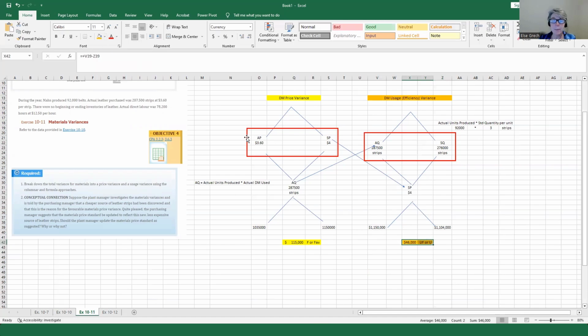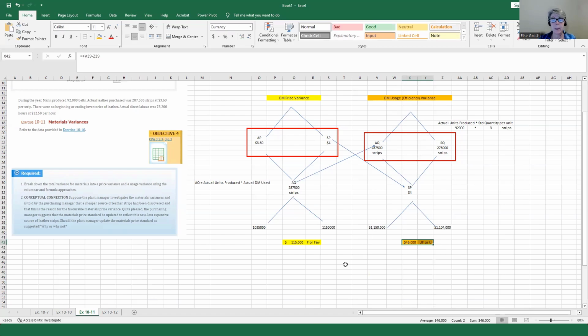We spent less money per strip, but we used way more strips. It's possible that when we reduce the cost per strip, we reduce the quality of the strips. So we're ending up having to use way more because we've got a whole bunch of discards because they're not good strips. So you can see the connection between the direct material price variance and the direct material usage variance in this case.